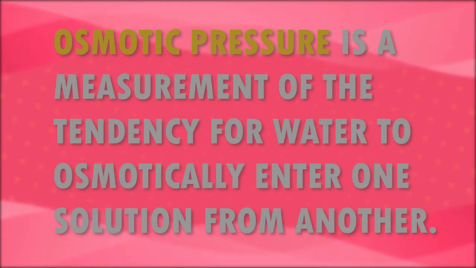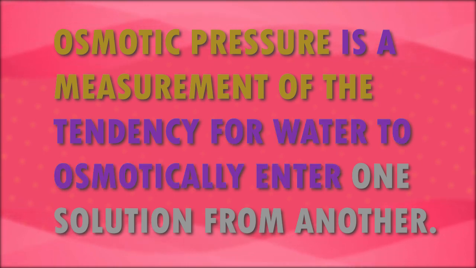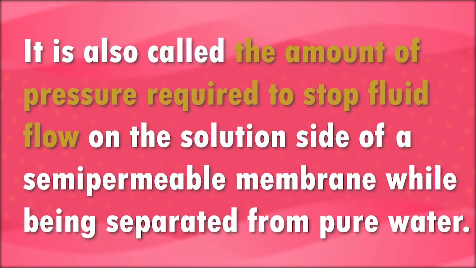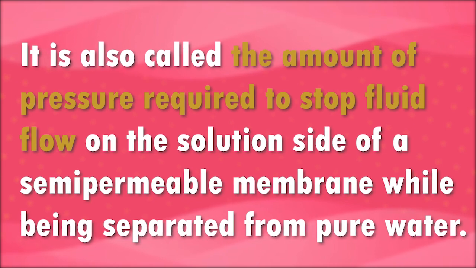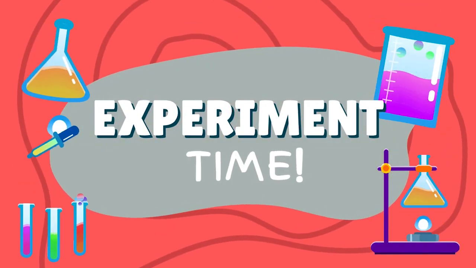What is osmotic pressure? To define osmotic pressure, it is the measurement of the tendency of water to osmotically enter one solution from another. It is also called the amount of pressure required to stop fluid from flowing on the solution side of a semi-permeable membrane while being separated from pure water. To further explain osmotic pressure, we have conducted a simple experiment.